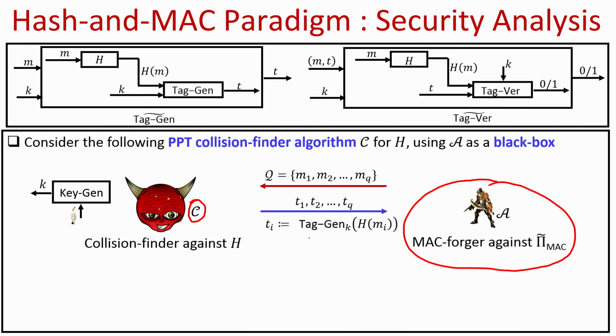And as per the syntax of the composed MAC, each of these Ti is computed by first hashing the message as per the underlying hash function H, and then computing a fixed length tag on the hash of each Mi under the unknown key K.